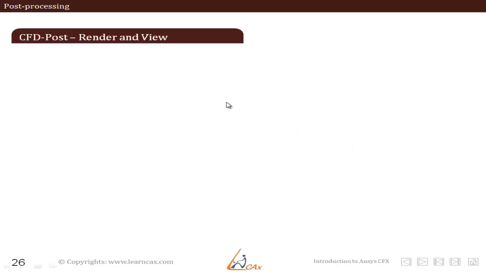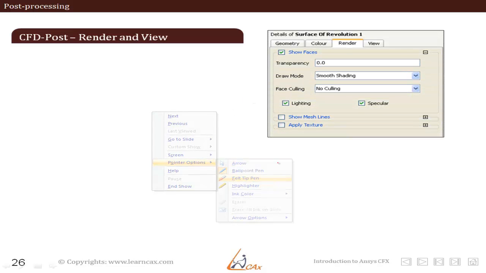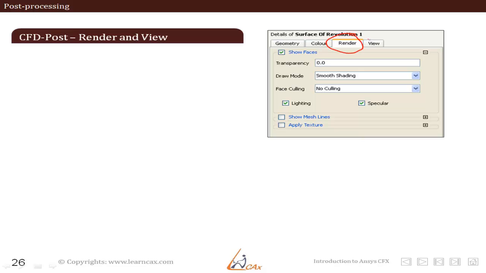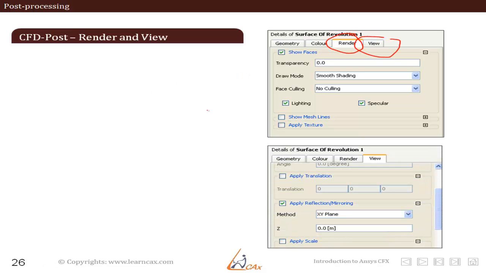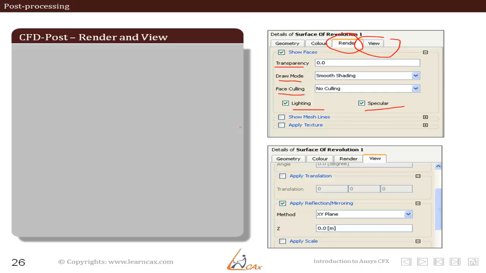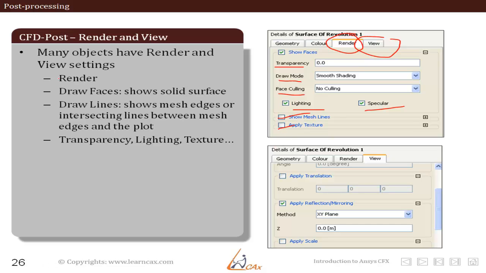Let us now see the rendering and view options, or the settings related to rendering and viewing display. In each of the location or entity dialog boxes, we have a rendering tab and a view tab. Under the rendering tab, we have rendering options, that is transparency, draw mode, that is shading, face culling, lighting, and specular. We also have show mesh line and apply texture options.